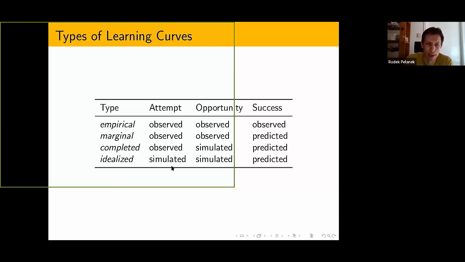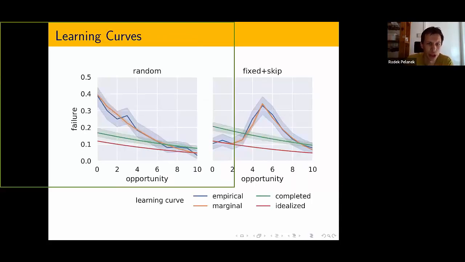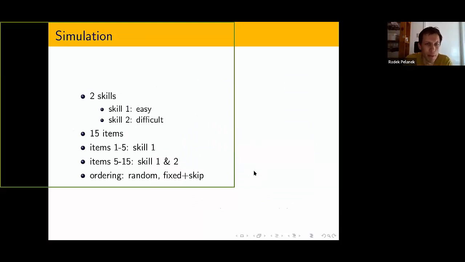And all of them make some sense. I will not go into the details of these curves because it's a bit technical. You can find them in the paper. I will just give some illustrations on simulated data. So we have constructed a similar illustration using simulated data, which shows the differences between these curves. Depending on the way we construct the learning curve, we can get quite different curves. And it also shows some problems with the learning curves. This example is constructed using a simple simulated setting where we assume 2 skills. One of them is easy, the second one is difficult. We have just 15 items.